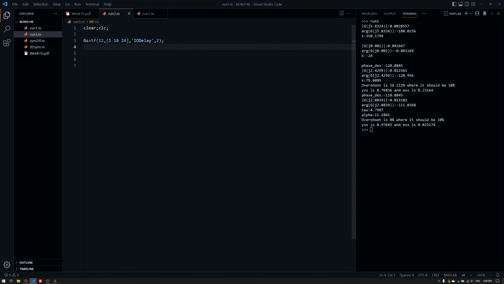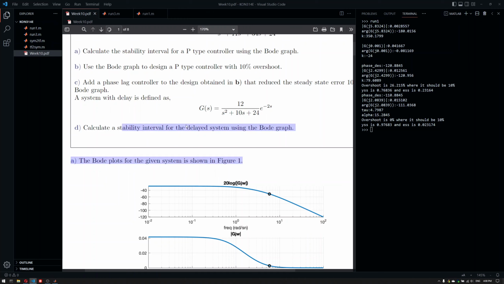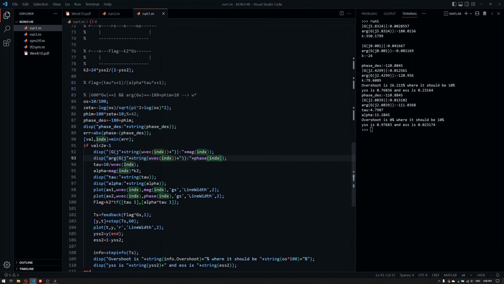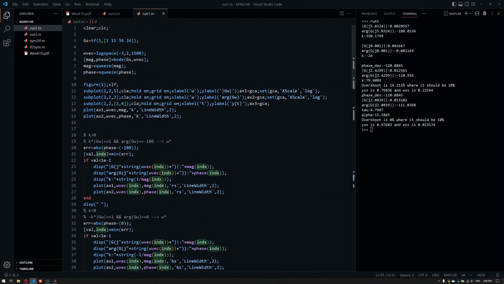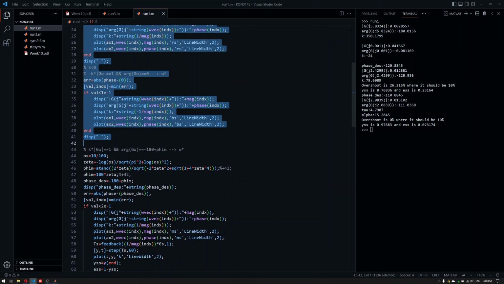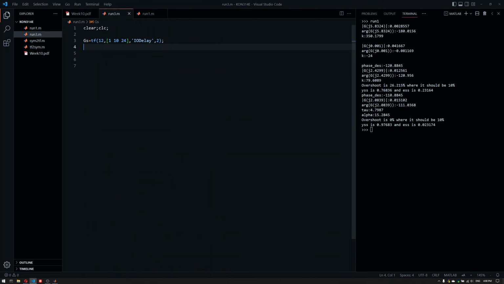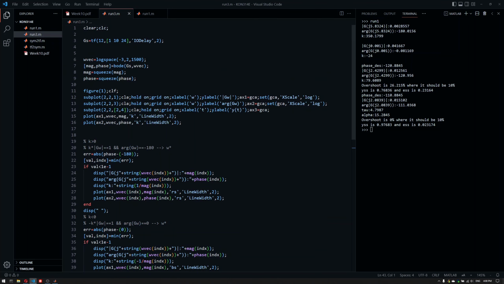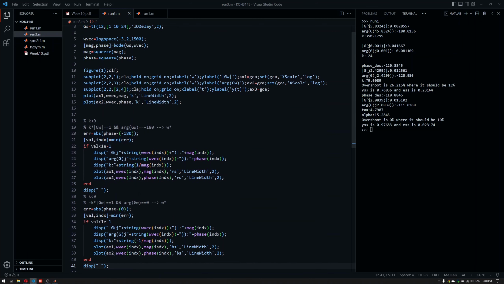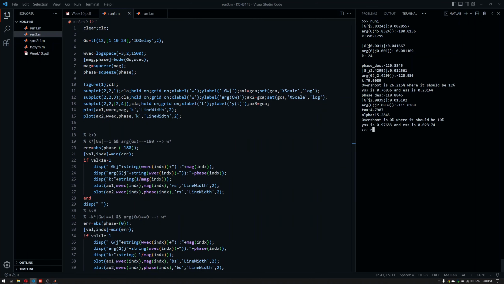Now, what is the problem here? Well, calculate the stability interval for the delayed system using Bode graph. Now, this is the point where the Bode methods shine, because if I'm looking for stability, I'm just going to copy the first two parts here, and we're good to go. It doesn't really matter if we have a system with delay or without delay. It just doesn't really matter. Let's see if it works.